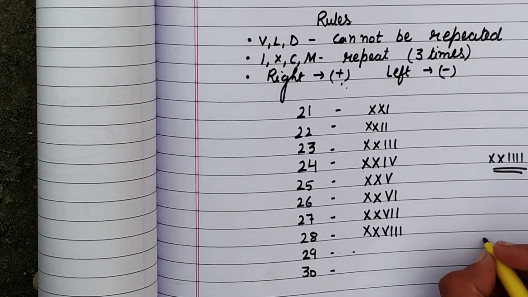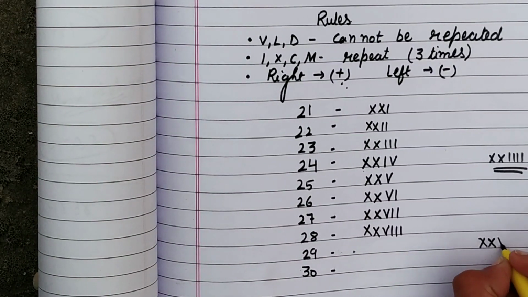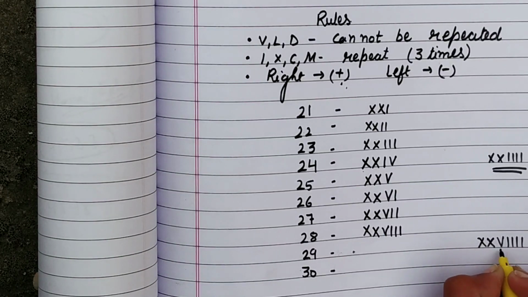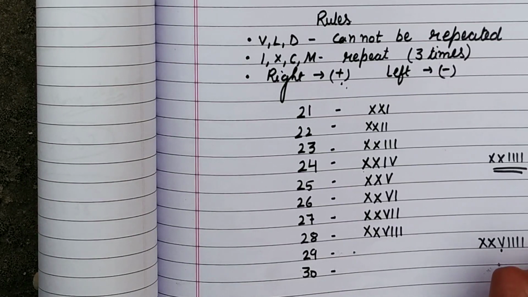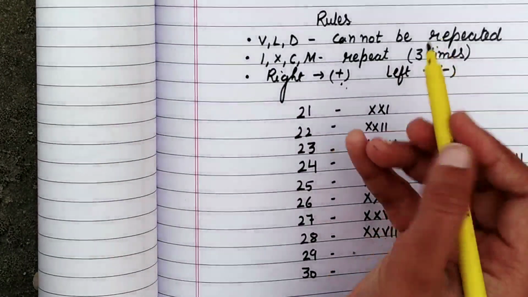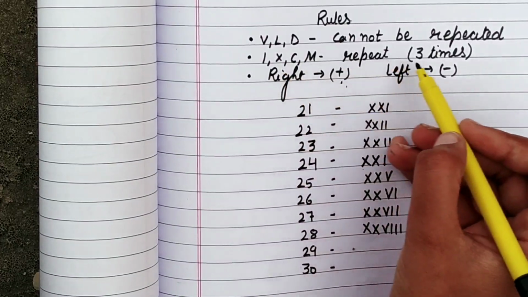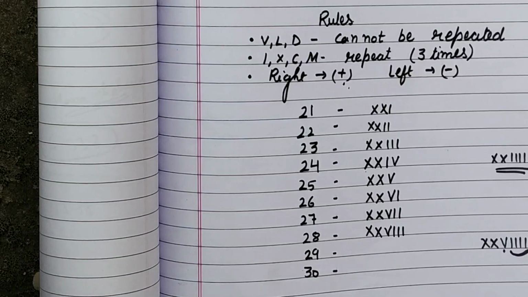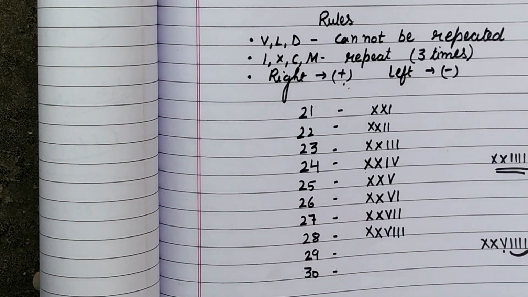Can I write my 29 like this: V and 1, 2, 3, 4? 20 plus 5, 25, and plus 4, 29. No. Why? Because here again the repetition is occurring more than 3 times. What is the rule? That I can repeat these symbols only 3 times. So what will I do? I have to go for subtraction. Now tell me, how can I get 29? Use your mind.